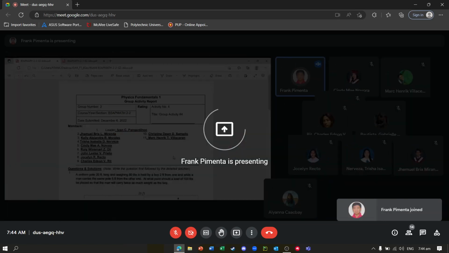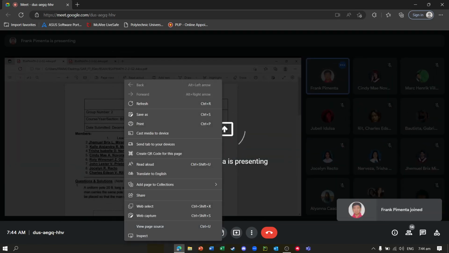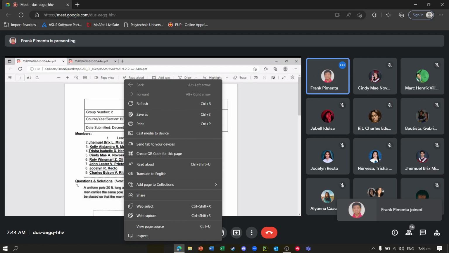Okay, this is the report of Group 2 on statics. Please listen to how to fill this heading. You have to write the title. Meron na nga group activity number 4 dito. The title is group activity number 4 din. This is a problem of statics. So ang title is statics.